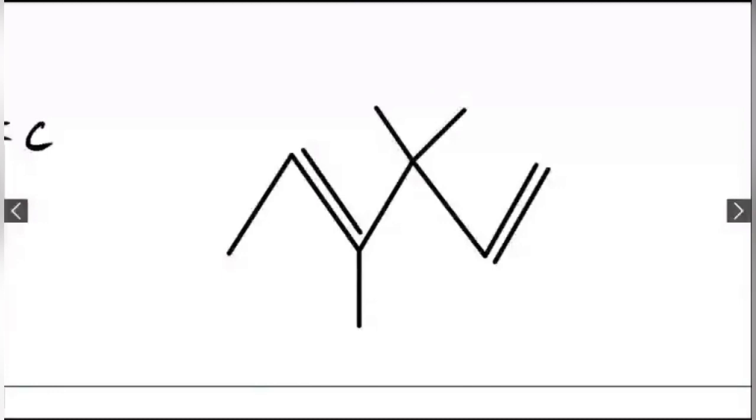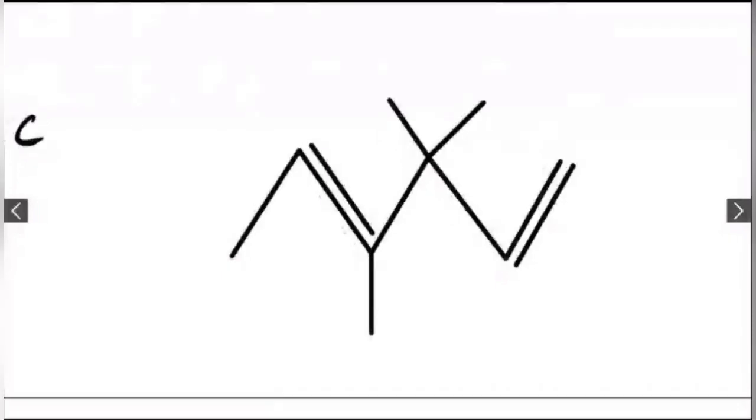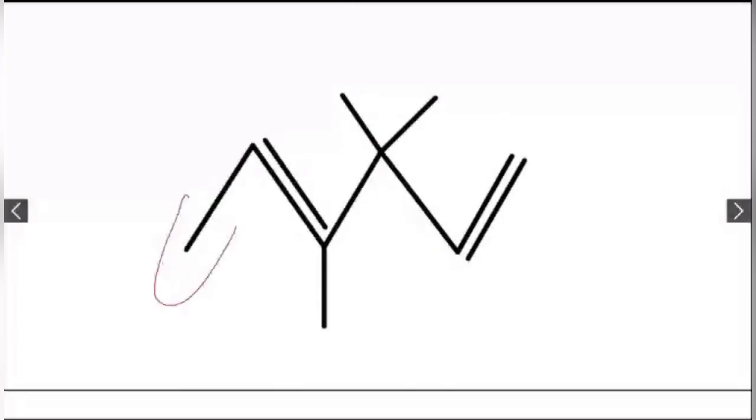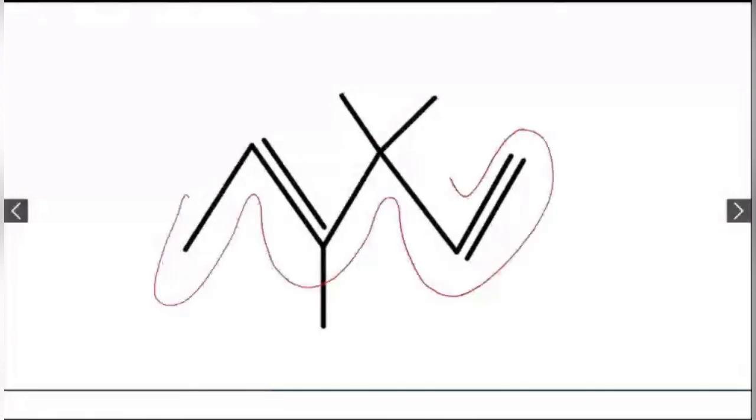Another example. Now identify the longest chain. The longest chain for this example is this one. After identifying the longest chain, you will start numbering at the right side because it is located at the end carbon. So 1, 2, 3, 4, 5, 6. So that's our longest chain.